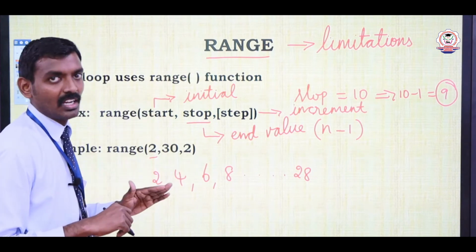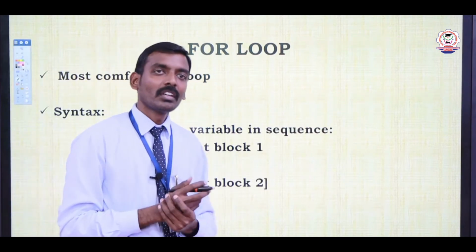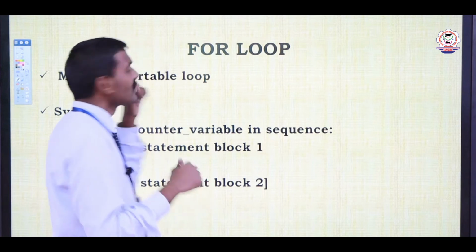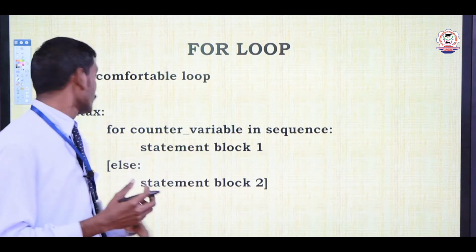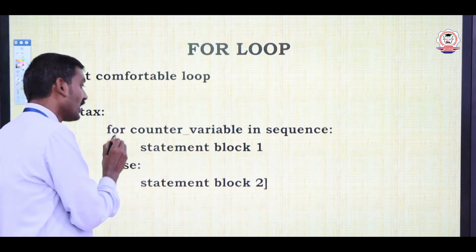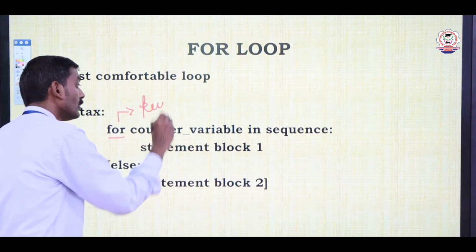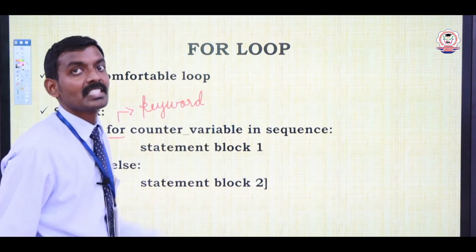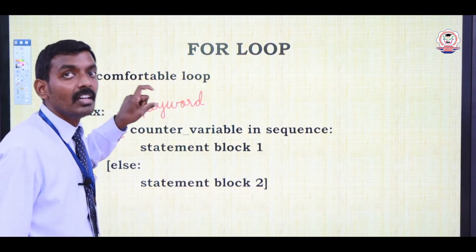This range function can be implemented in a for loop. Next we see the for loop. For loop is the most comfortable loop in Python. Why is it the most comfortable loop? It is the easiest way to do a task. Next, this is the syntax. Here for is a keyword. Keywords are reserved words that are used only for checking a condition. Here for is used as a looping statement.